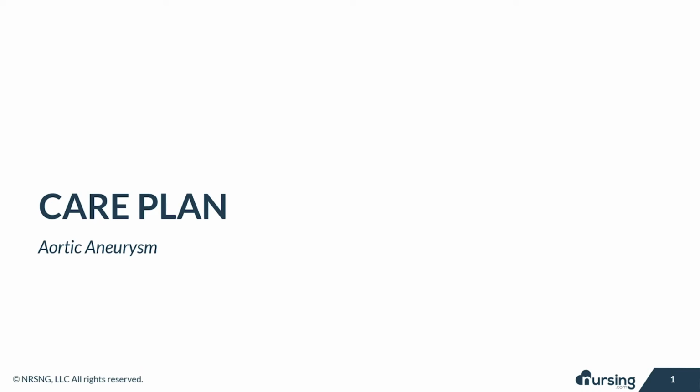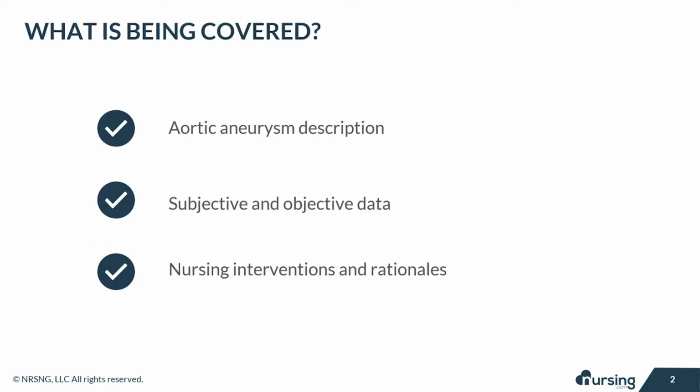Hey guys, in this lesson, we're going to take a look at the care plan for aortic aneurysms. So in this lesson, we'll briefly take a look at the pathophysiology and etiology of an aortic aneurysm. We're also going to take a look at additional things that would be included in this care plan, like subjective and objective data, as well as nursing interventions and rationales for those interventions.